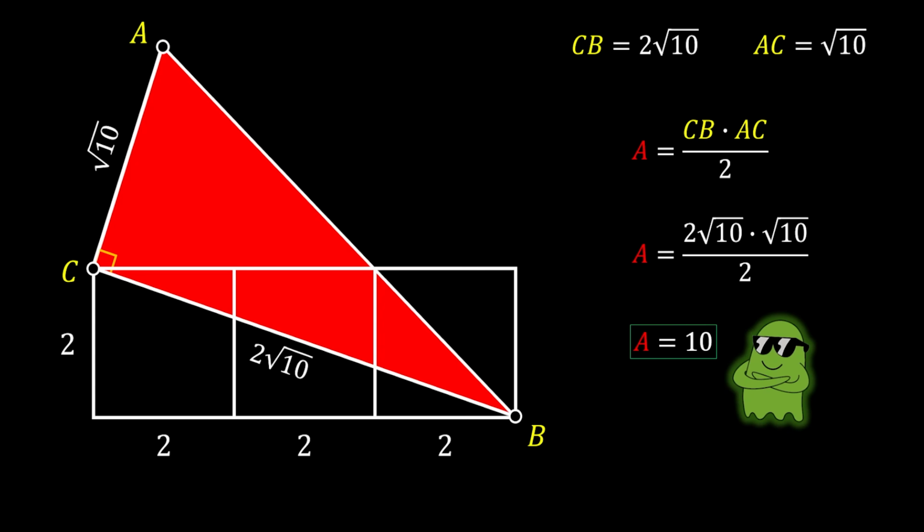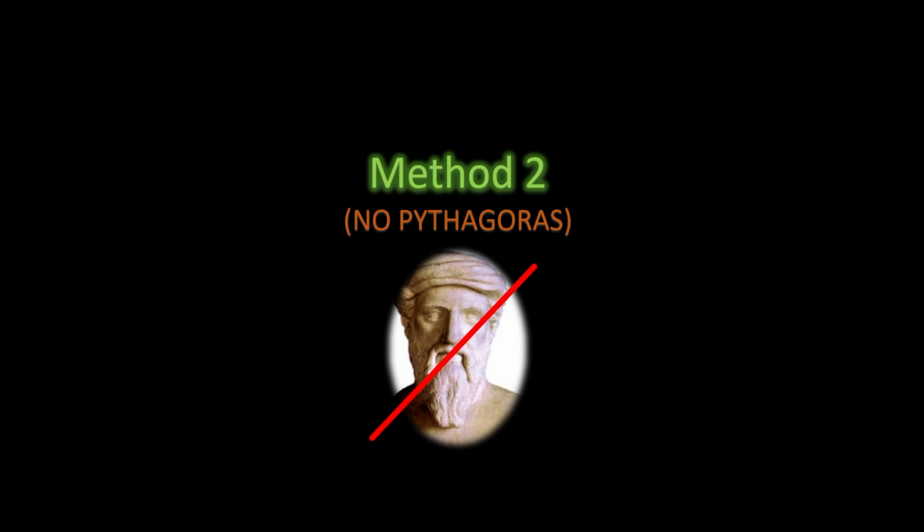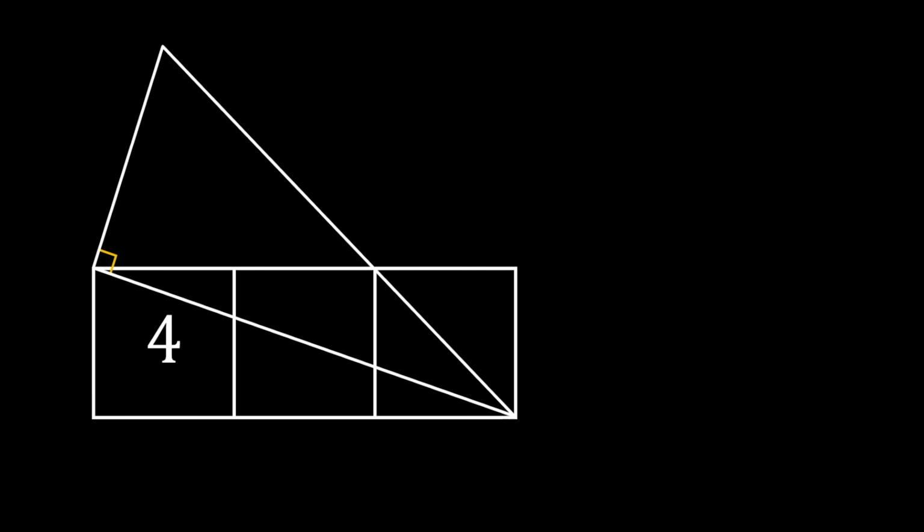Alright, so now let me show you a second method, which is a really interesting one because I'm not going to use the Pythagorean theorem to solve it. So we are going to start with the fact that the area of our small square is equal to 4, so we already know that the sides of all squares are equal to 2.